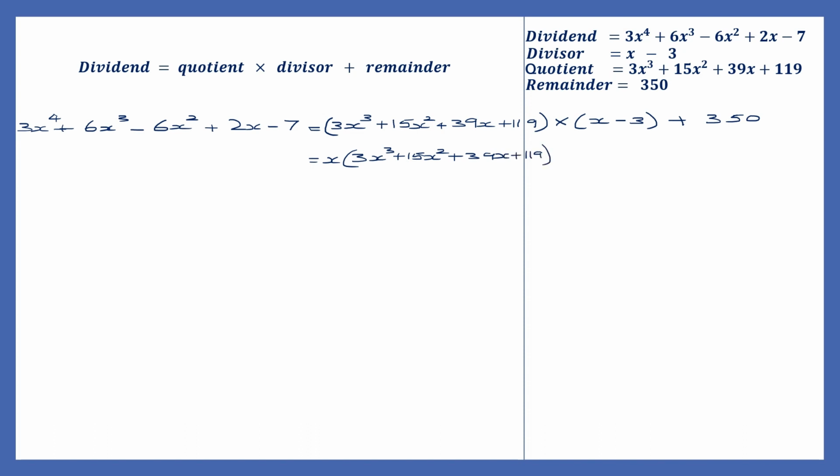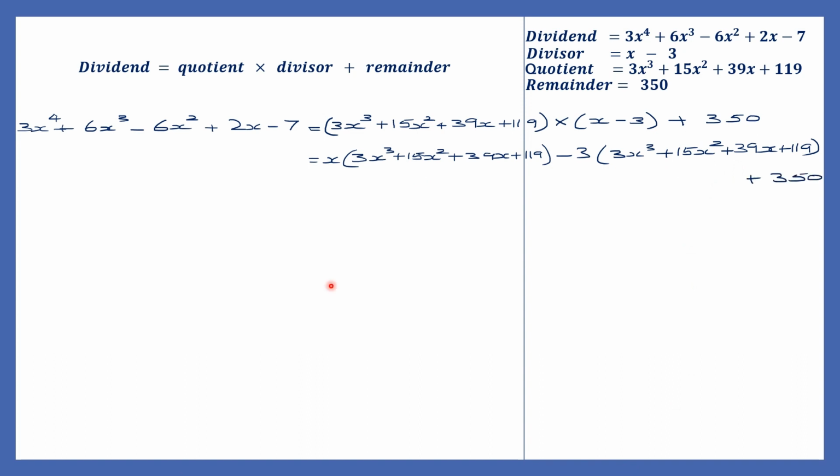Now minus 3, that is the next term. Here we are taking minus 3 and we're going to multiply with all these things. So what is that now? All the terms there, 3x cube plus 15x square plus 39x plus 119. So we have written this part. This part we have expanded and written it here. Now we need to add 350 to this. So let's write plus 350.